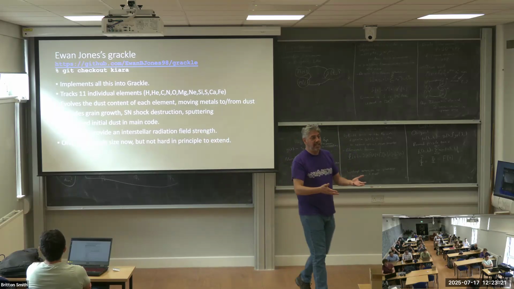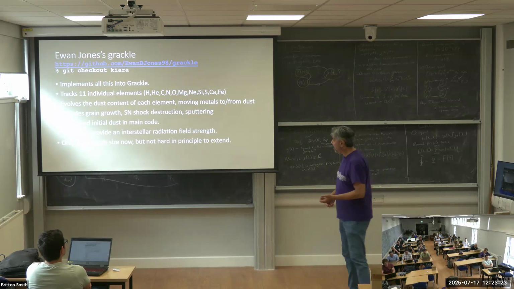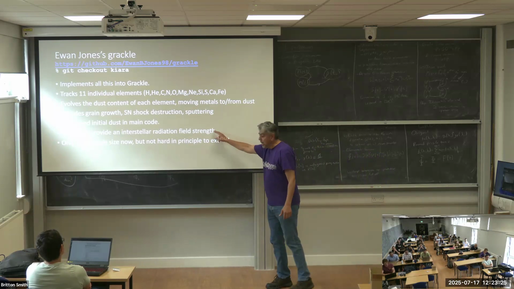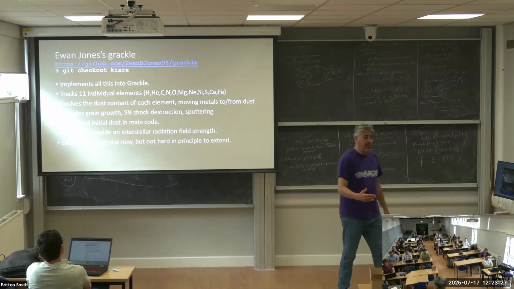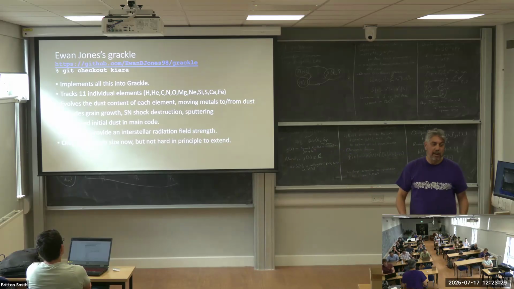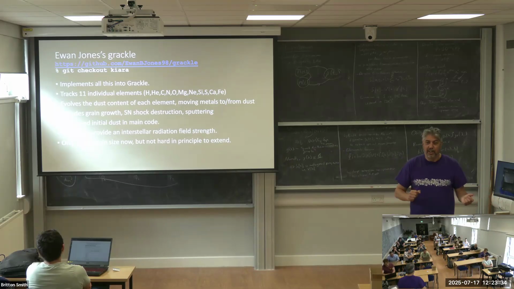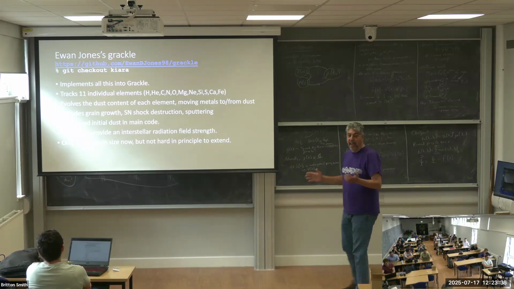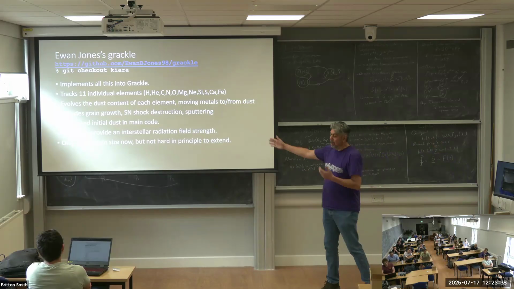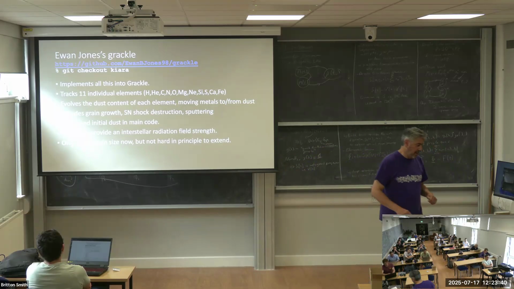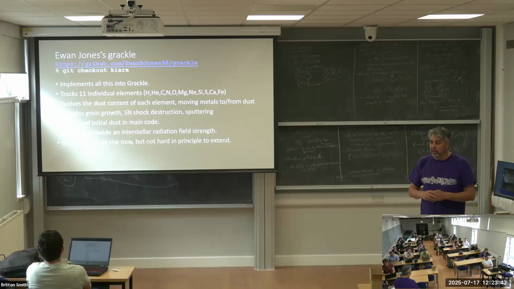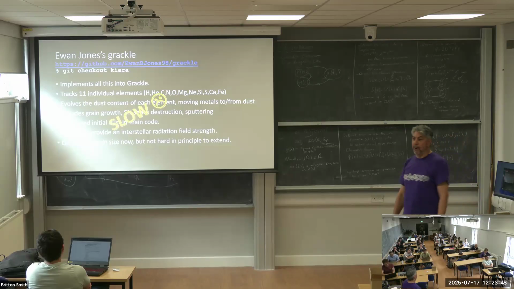The dust has to be initially seeded in the main code. And you also have to provide an interstellar radiation field strength, which you can compute in some approximate way. Ideally, you would do the full radiative transfer, which Jen is going to be doing. But if you don't have that, because it's very, very expensive, you can make some decent approximations as Ewan did. Right now, it's only a single grain size, but this is almost trivial to extend.